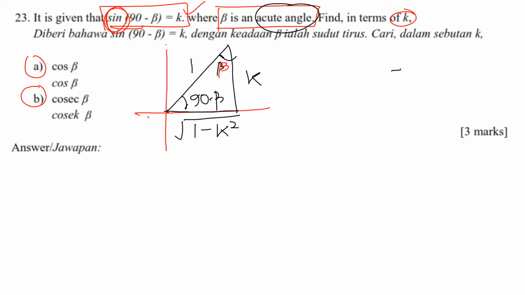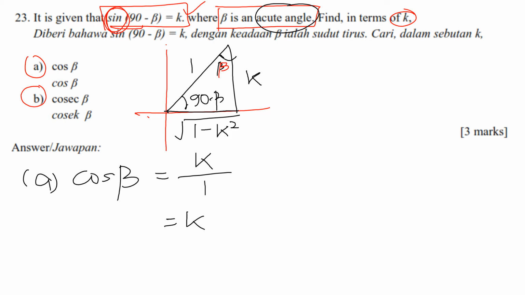Then after that, we go on to cos beta, to answer part A. Cos beta, what is cos beta? Cos beta is adjacent over hypotenuse. Refer to the diagram. This is not your final answer. Your final answer should be k. So that's how you get your marks.